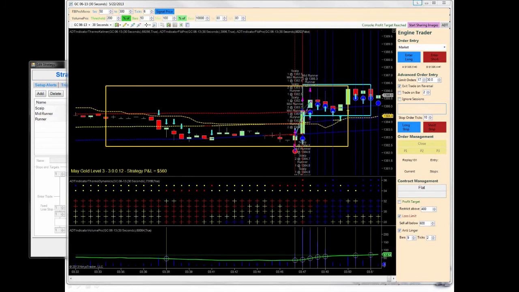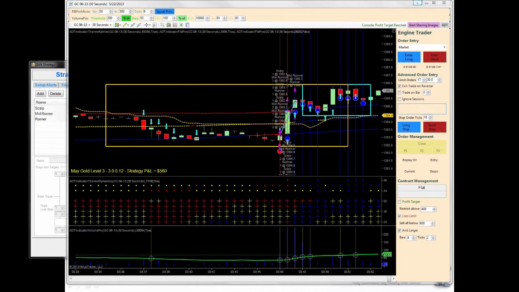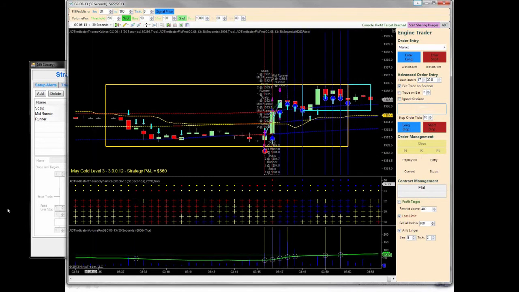There's been so little action that I hesitate to set up a long and short straddle, but let's do it anyway, just because it'd be fun to see it happen. Okay, so the way that I set that up is I've got these stop order ticks right here, set at 10 right now. That doesn't affect the running of the robot at all.